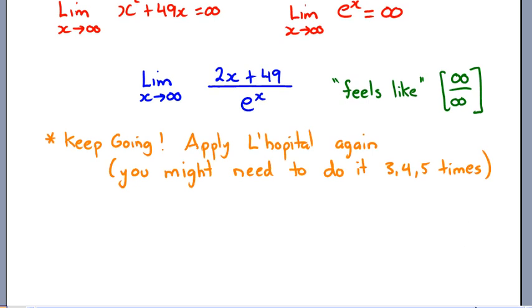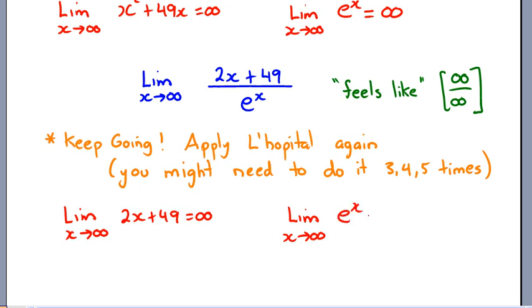Now, if I am going to do L'Hopital's rule again, if I'm doing this on the AP exam, I would have to say, hey, doing a new limit here. Did you notice this? The limit of that numerator, 2x plus 49, it's heading to infinity. And oh, did you notice this limit? It's doing the same thing. The limit of e to the x, as x goes off to infinity, it's infinity.